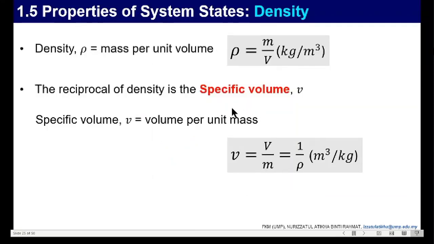Now, density is equal to mass per unit volume. You already know about this. Rho equals mass over V, kilogram per meter cubed. The reciprocal of density is the specific volume. Specific volume equals V, volume per unit mass, or equals 1 over rho, meter cubed per kilogram.